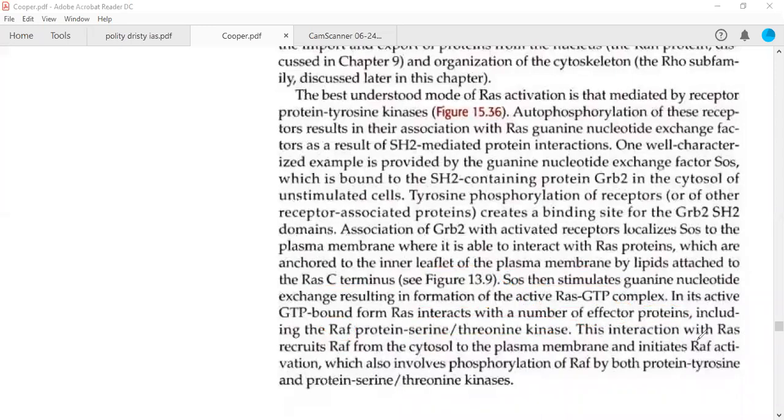This interaction with RAS recruits RAF from the cytosol to the plasma membrane and initiates RAF activation, which also involves the phosphorylation of RAF by both protein tyrosine kinases and protein serine threonine kinases. So the RAF protein will be activated in response to these phosphorylations, by either a tyrosine kinase or a serine threonine kinase.